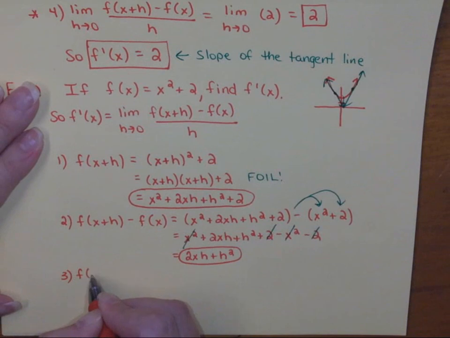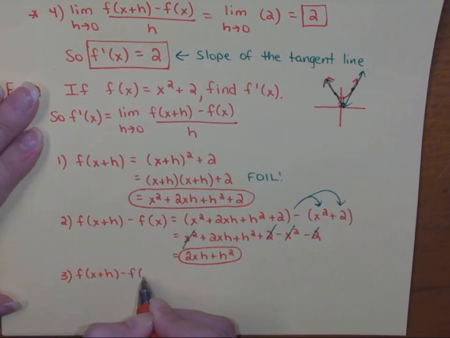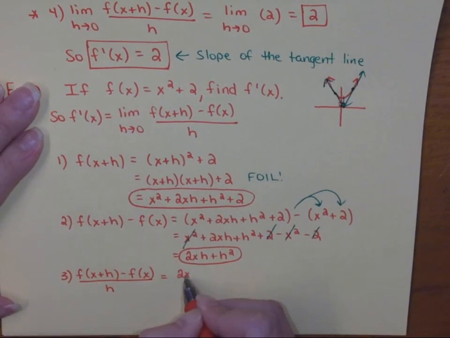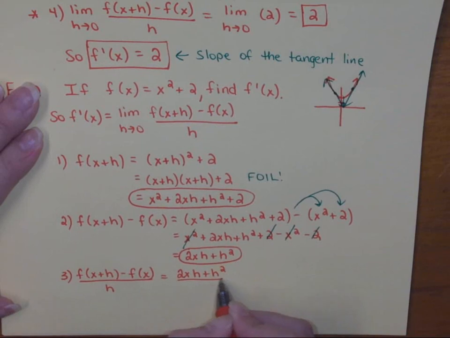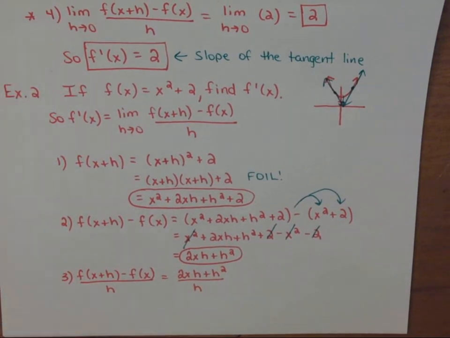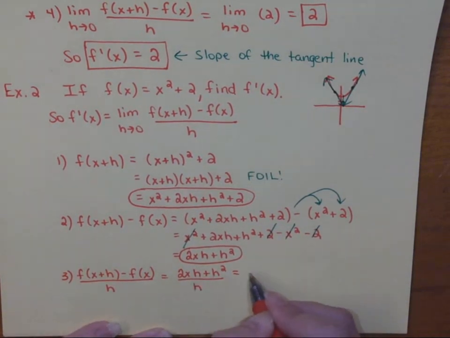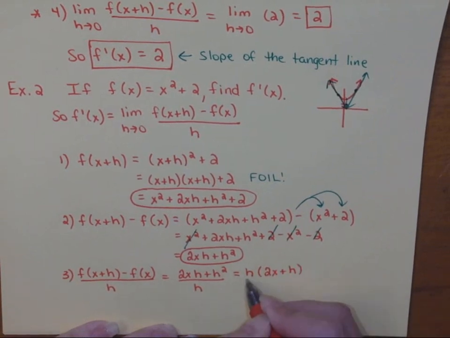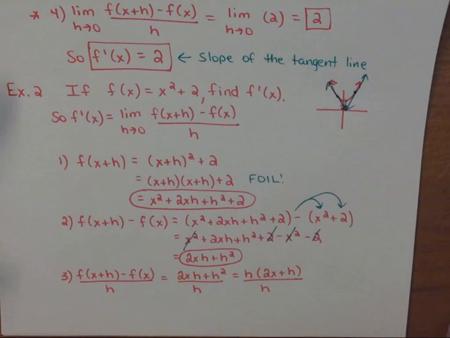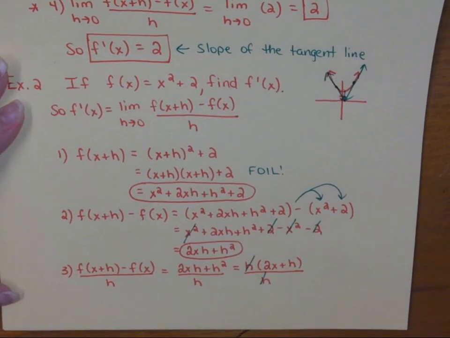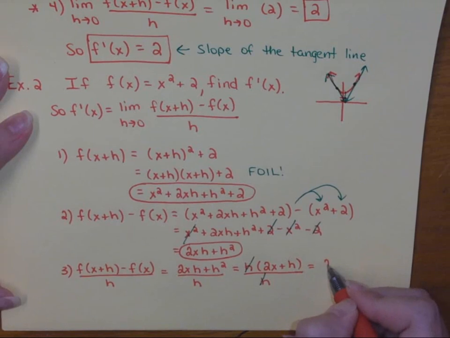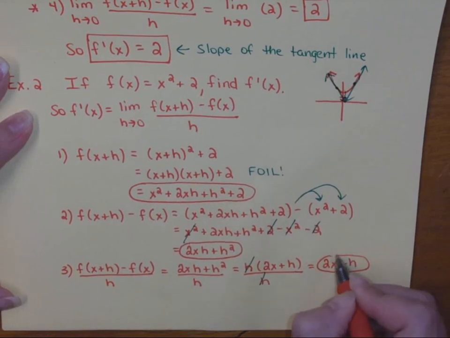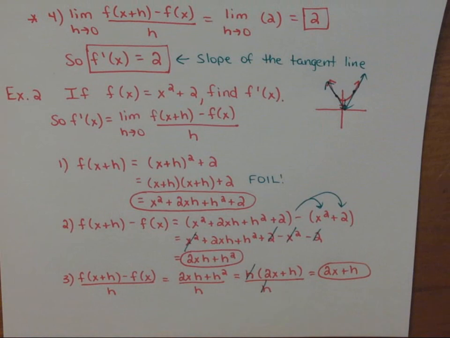Step number 3 is take what we got in step number 2, which was this, right? And we put all of it over h. So what happens when we put 2xh plus h squared over h? So remember, we can only cancel terms when there's an h in everything. One way around that is to say, hey, the top has an h in common, so if I factor that out, I'll have 2x plus h left. And then I can simply cancel the h's out. So I end up with 2x plus h. So I'm almost there.